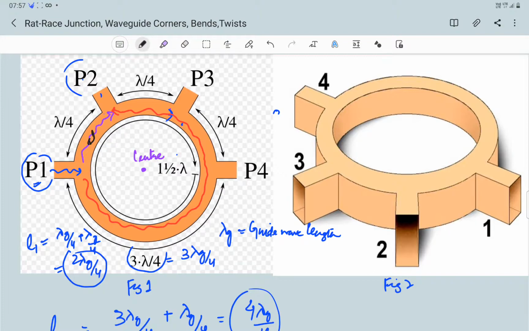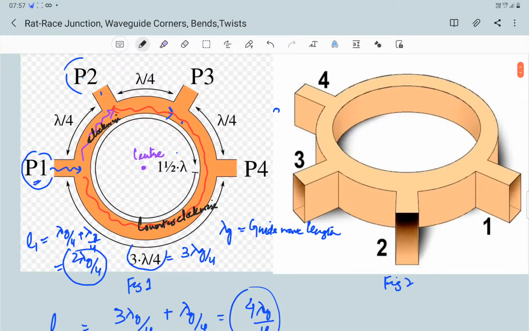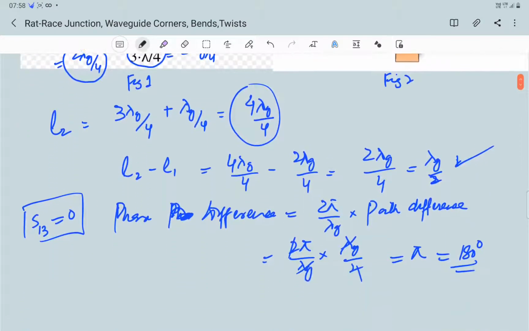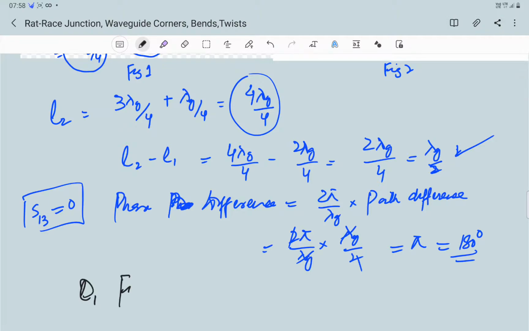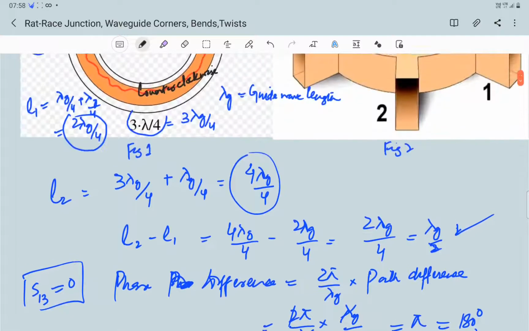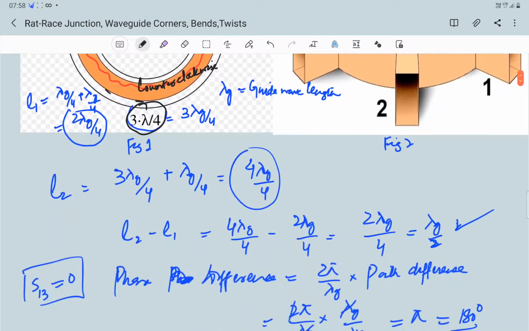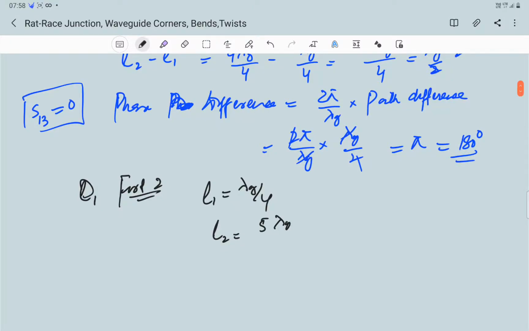This is our clockwise signal, and this red color is our counterclockwise. Now the path difference this time would be, in the clockwise direction, the distance that it has to travel is lambda g by 4. L1 for port 2 is lambda g by 4. And L2 would be 3 lambda by 4, plus lambda by 4 is 4 lambda by 4, plus another lambda by 4 is 5 lambda by 4. So L2 is 5 lambda g by 4.